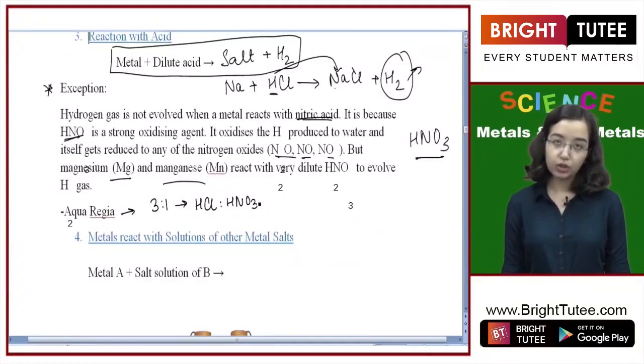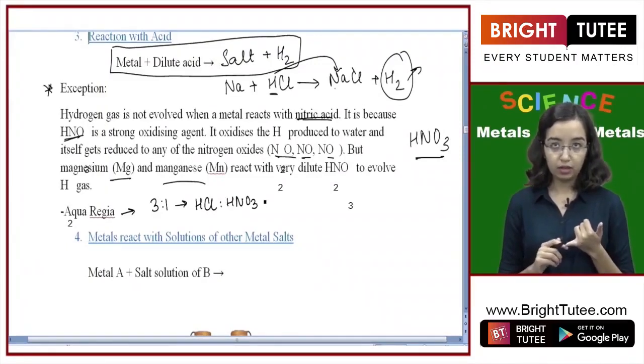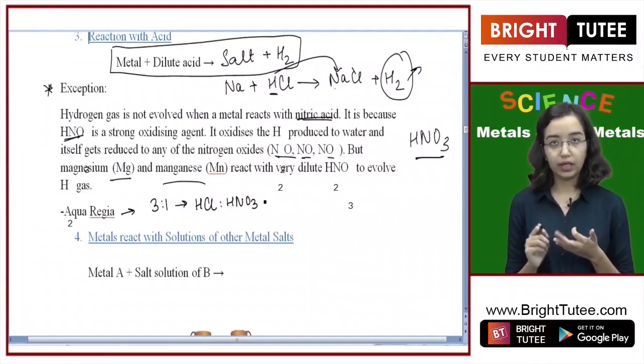Okay, so that is for the reaction of acids and metals. Now we have studied the reaction of metal with oxygen, with water and with acid.